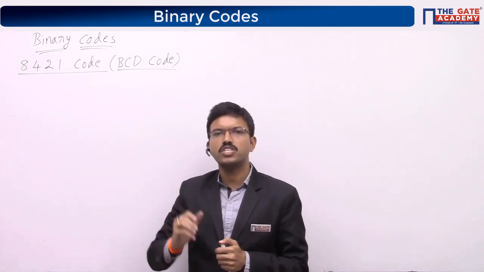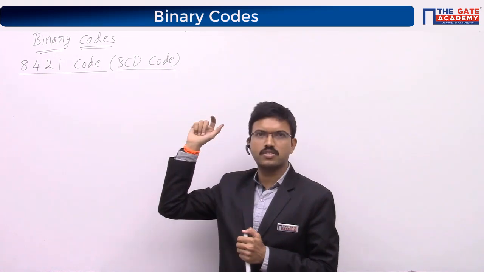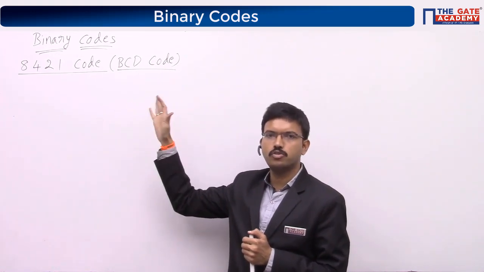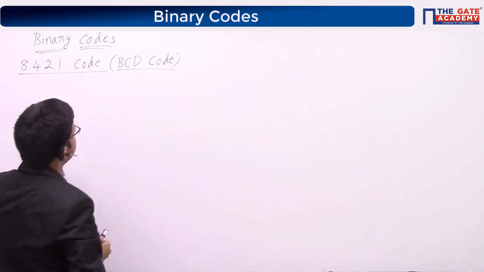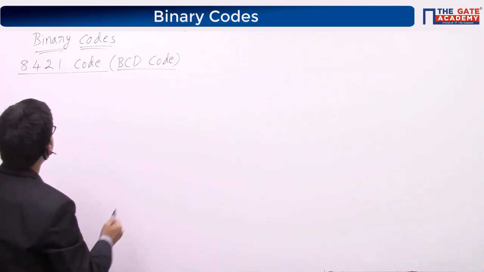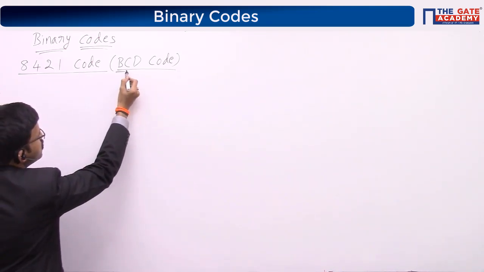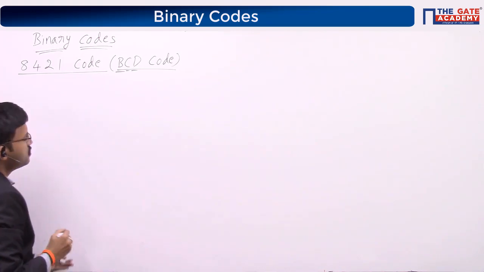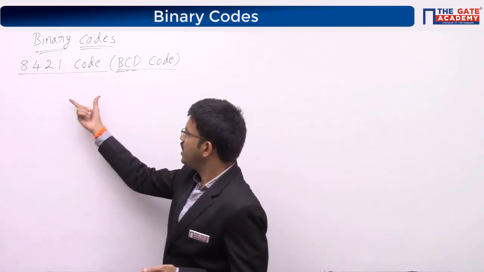That means in terms of zeros and ones we are using for representing the numbers. That is the difference between alphanumeric and numeric. Here first we are discussing about 8421 code. Here BCD is nothing but binary coded decimal. That means we are using binary format only.